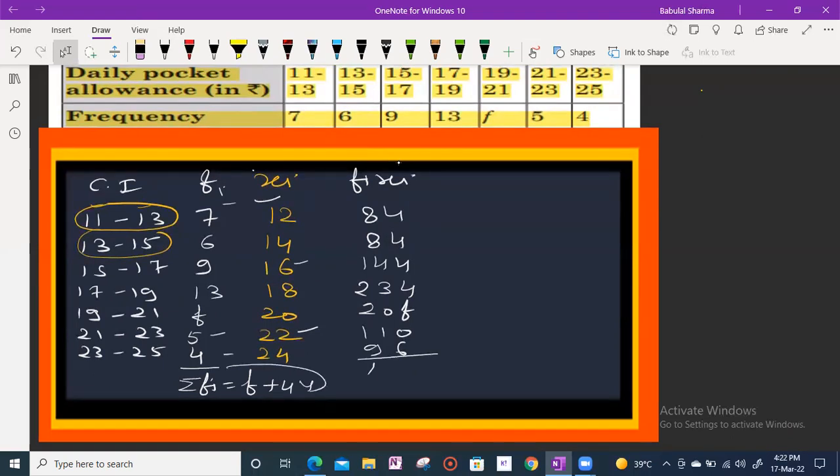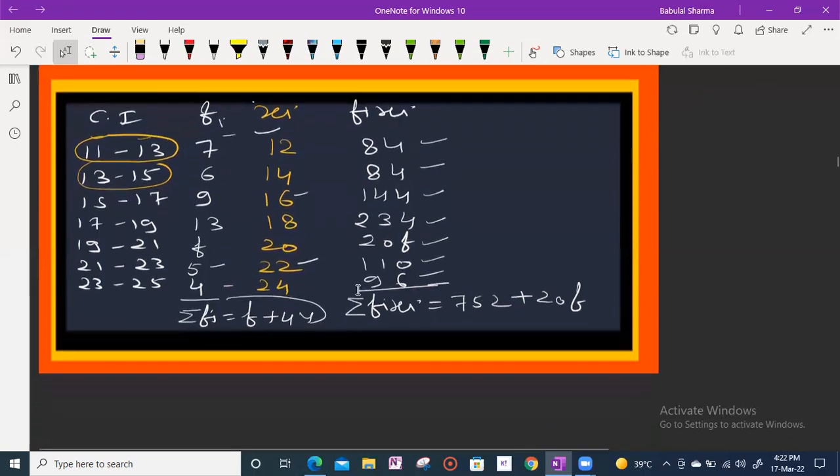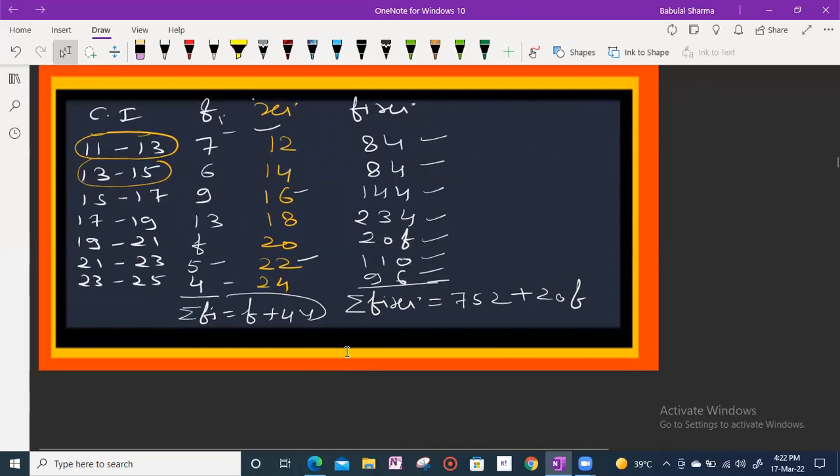And the sum of all fi into xi, you put the sign of summation. So let us add: 84, 84, 144, 220, 234, 110, and 96. Please add 84 plus 84 plus 144 plus 220, 234 plus 110 and 96, that is 752, and plus 20f. Add these very carefully, add them twice. If this goes wrong, our whole question will go wrong.